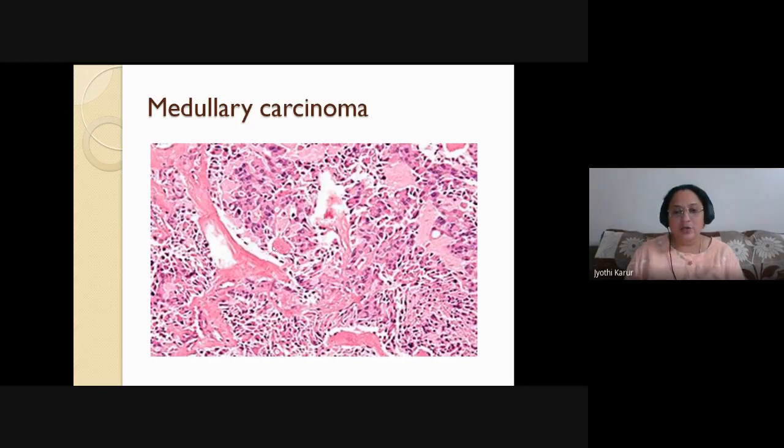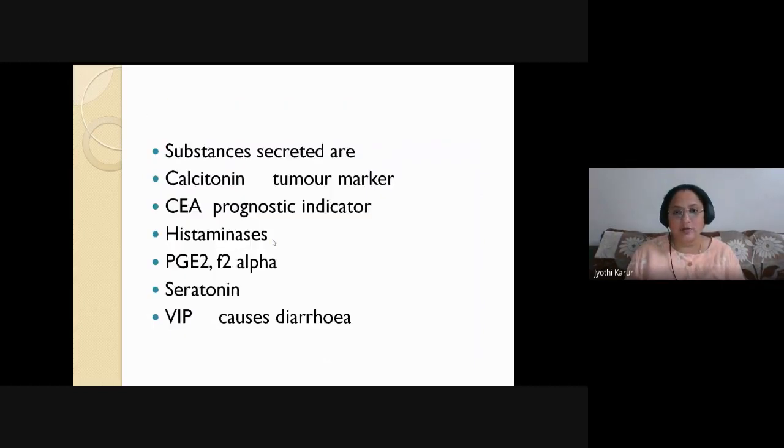Okay, this is the histological picture of medullary carcinoma of thyroid. So it doesn't simply secrete calcitonin. There are certain other substances, that is histaminases, PGE2 and F2 alpha, serotonin, and VIP, vasoactive intestinal peptide. So what does VIP cause? It causes diarrhea.